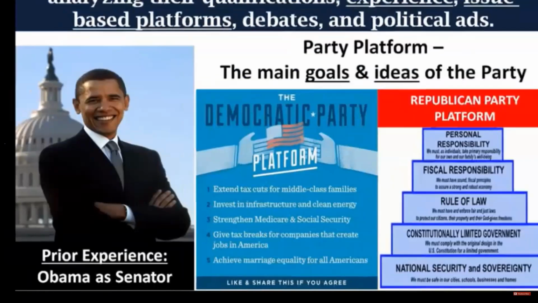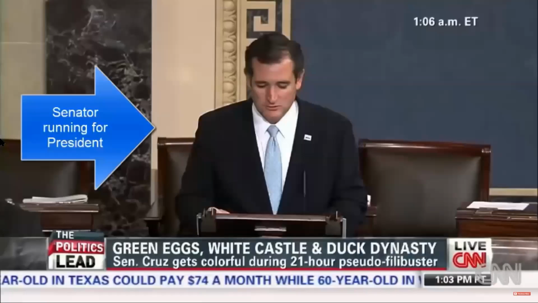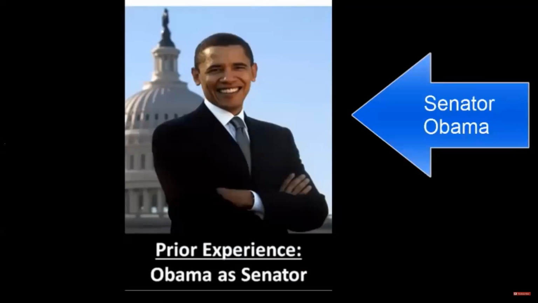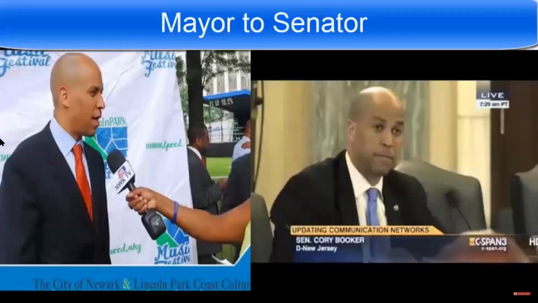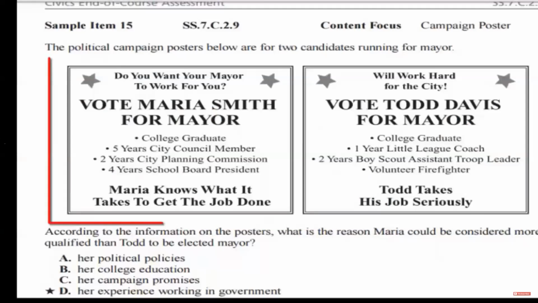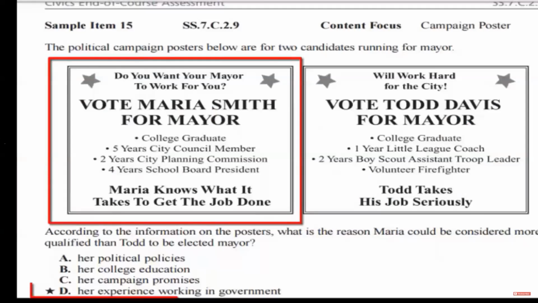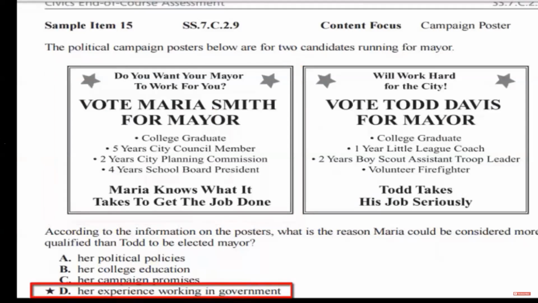For this, your test is looking for you to choose a candidate who has prior experience in similar positions. For instance, President Obama here served in the Senate before he ran for president. To serve in Congress, it would help if a candidate served in state legislatures or as a mayor or governor. They might give you two candidates and ask you why you would vote for one. And the answer is that they have more experience. You need to choose the one with more experience.